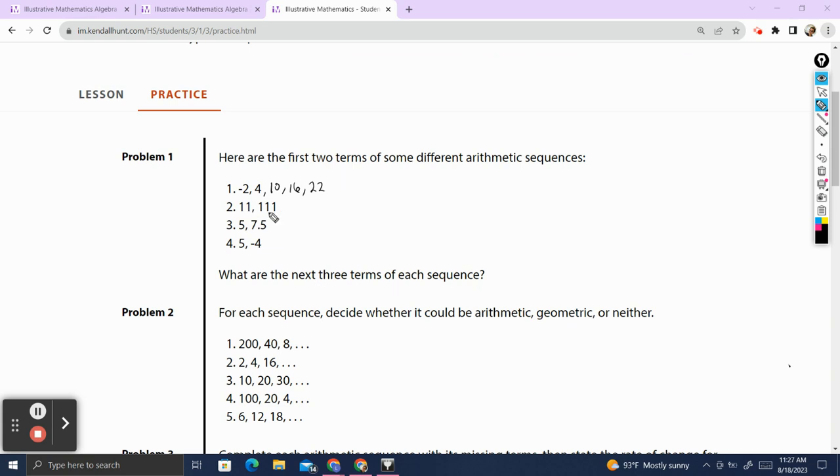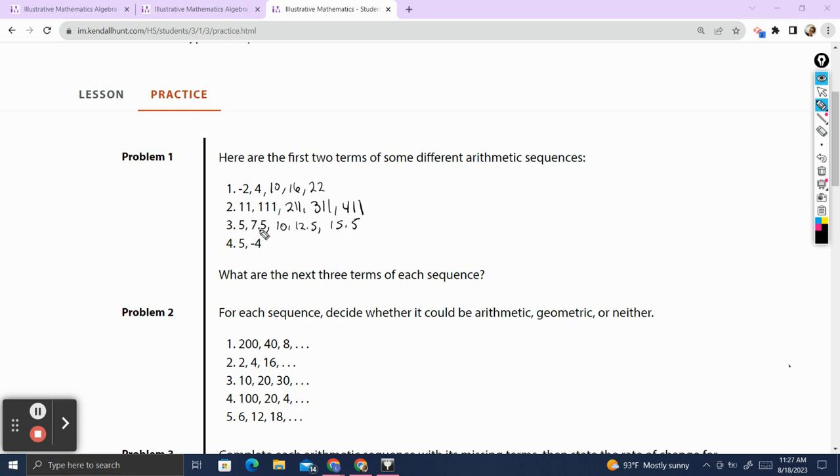From 11 to 111, well, in that case, we added 100. So because it's an arithmetic sequence, it changes by 100 every single time. So the next ones are going to be 211, 311, 411. What about this one? From 5 to 7.5, we changed by 2.5. So we added 2.5. We're going to add another 2.5, which gets us to 10, to 12.5, to 15.